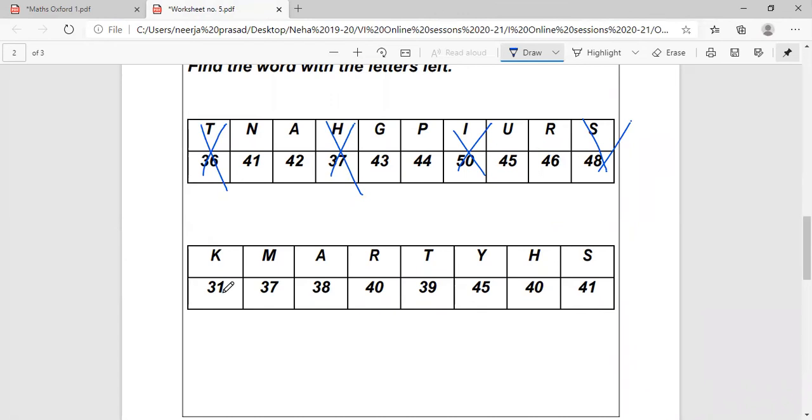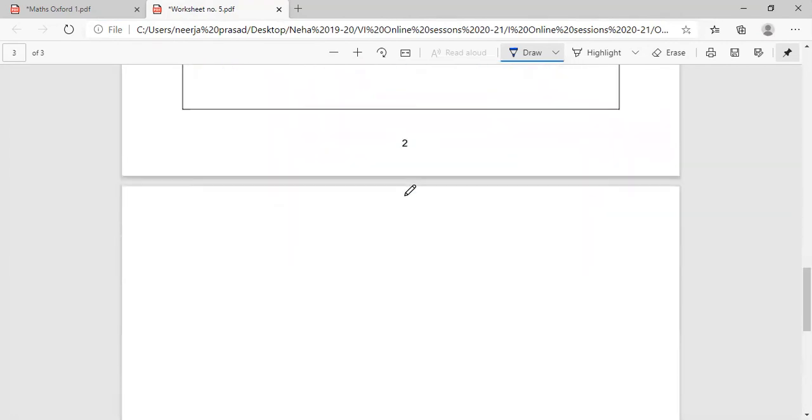Same way. Let's cut the first one. 31 doesn't come before 37. 37, 38 are in order. After this comes 39. 40 has come first. 45 also doesn't come after 39. 40 and 41. What does it say? MATH. Nagpur Maths.